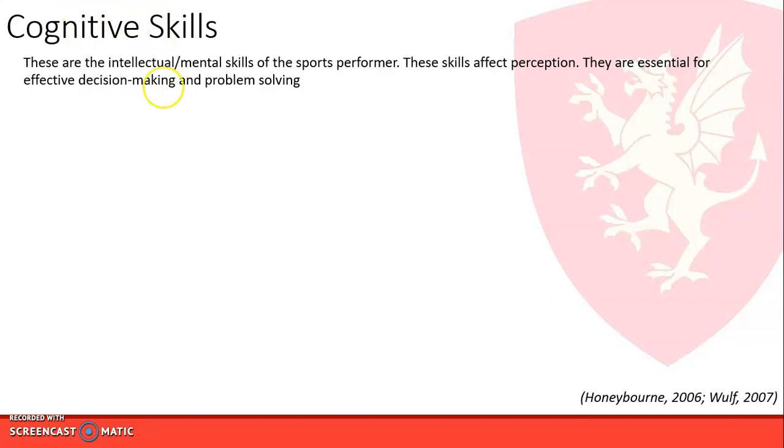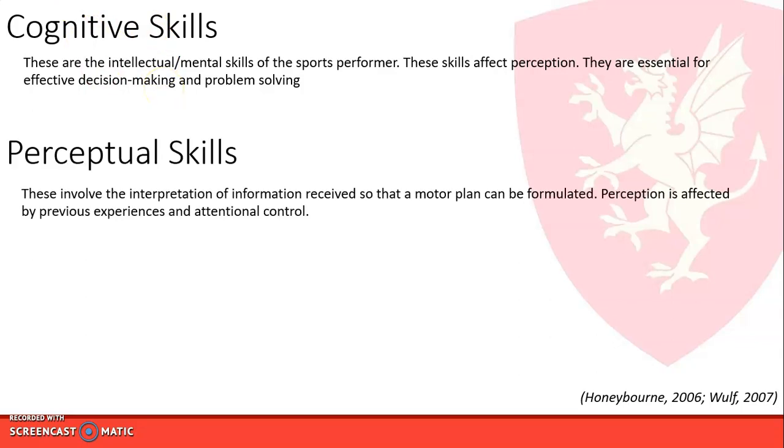So you've got cognitive skills, which are the intellectual skills. You've got perceptual skills. These involve interpretation of the information received, so that a motor plan can be formed. So this should start to sound familiar to you, particularly in the central mechanism, like I said. You've got your translatory and your perceptual mechanisms in the information processing model proposed by Sharp and Whiting. We can start to see where this information fits in, so that a motor plan can be formed.